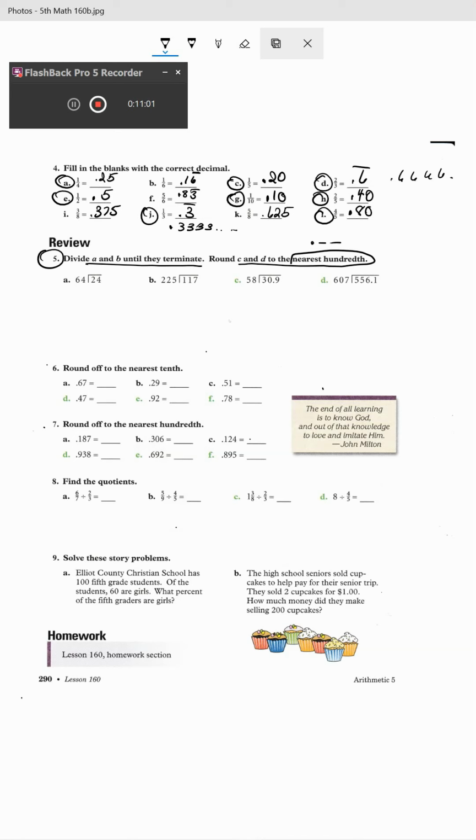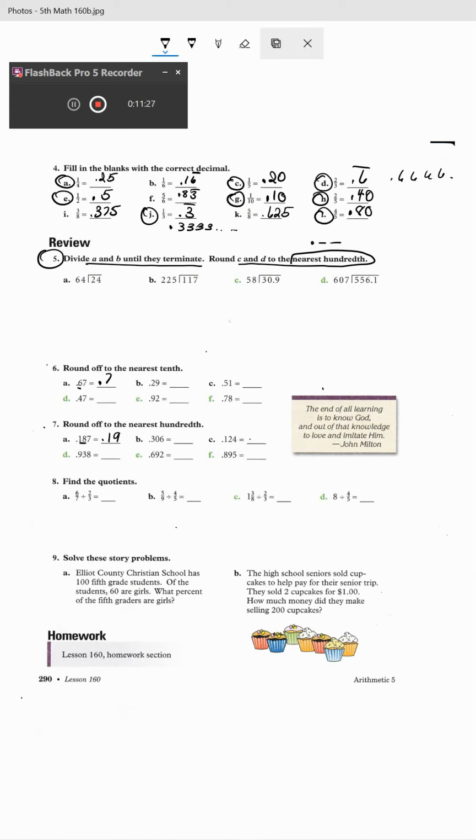So on number 6, you're rounding to the nearest tenth. So if I see 0.67, I want to round it to the 6. And the 7 will round that up to a 0.7. Do you remember that? Number 7, you're rounding off to the nearest hundredth. So I went 2 places after the decimal. I look at that 7, it will round the 8 up. So it becomes 0.19.